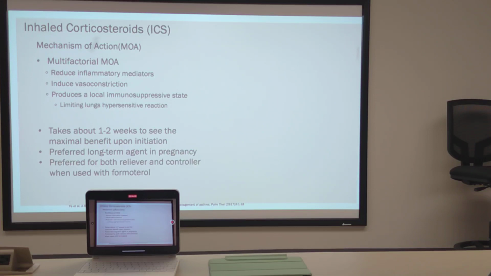But it is preferred as both a reliever and a controller only when used with formoterol. So I did want to mention that ICS, when used with formoterol, is preferred reliever and controller per both the GINA guidelines and NHLBI EPR3 guidelines. But it's not FDA approved as an inhaler. It's just on both guidelines. So just something to note out there.